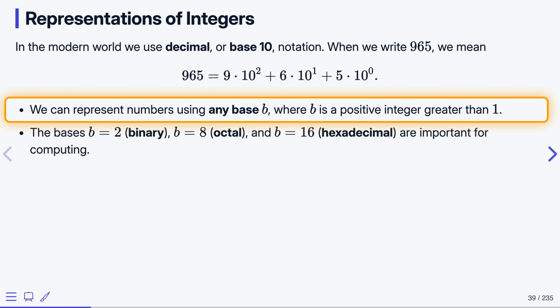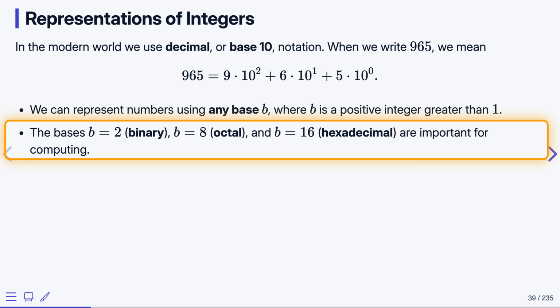But 10 is not special. We can use any base b bigger than 1. 3 bases matter most for computers. Base 2 called binary, base 8 called octal, and base 16 called hexadecimal.